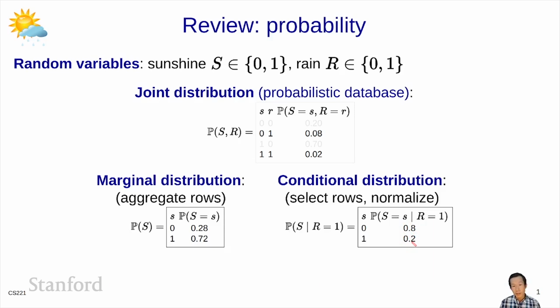Now just a simple note is that the normalization constant, which is the sum of these two, is actually the marginal probability of R equals 1. And you can check that the conditional, by definition, is equal to the joint divided by the marginal of the thing conditioning on.